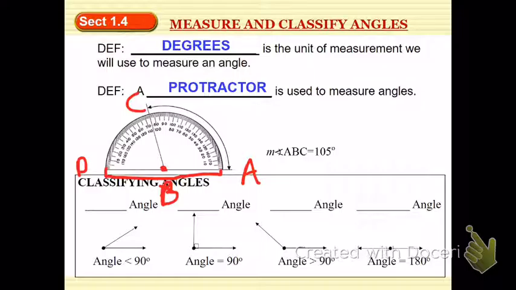If I used the outer scale, then I would have said this was 75. All right? It's not 75. It's 105.